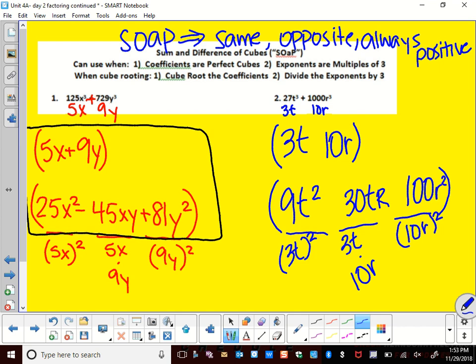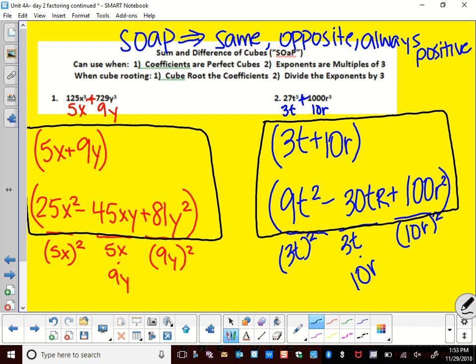For my signs, I start with a plus sign. So same, opposite, always positive. What do I start with? Same: plus, then opposite: minus, then always positive: plus. Is this coming back to you? Good.